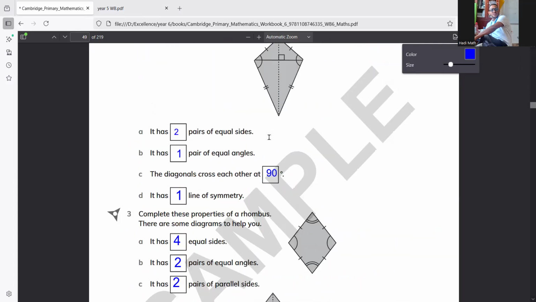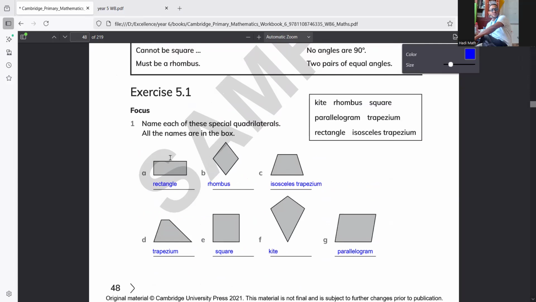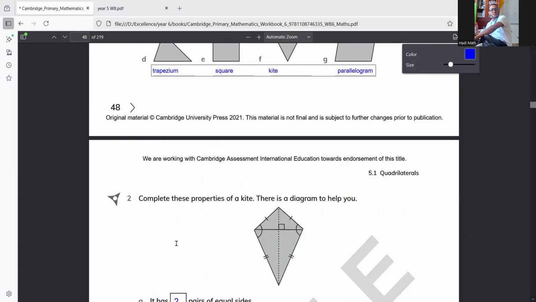If you look at the quadrilaterals here, this one has equal sides, this one has equal sides, this one has two equal sides, and so on. Only the trapezium has no equal sides. All the sides are different lengths.